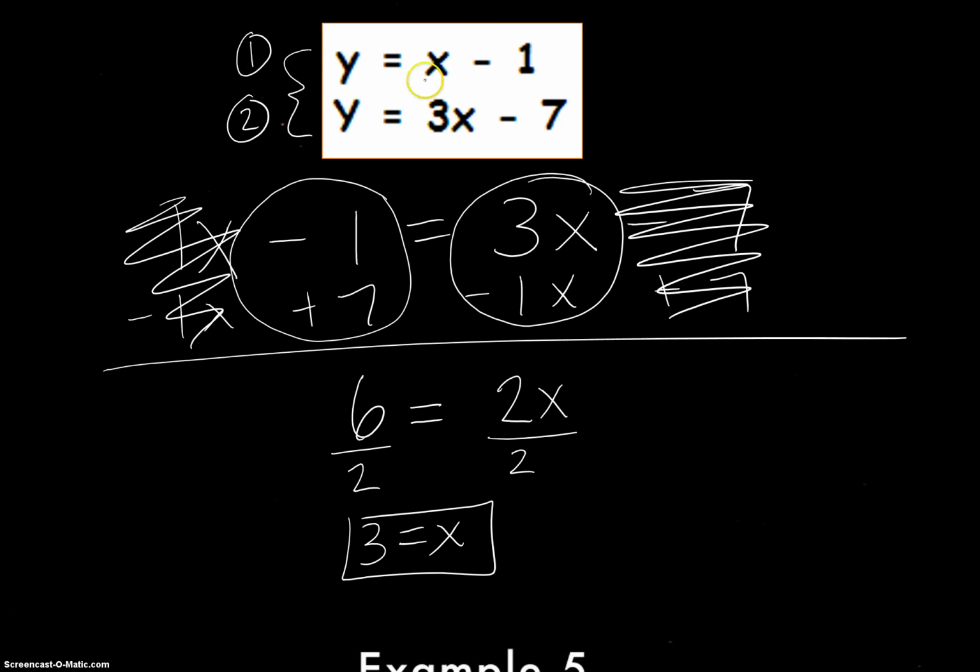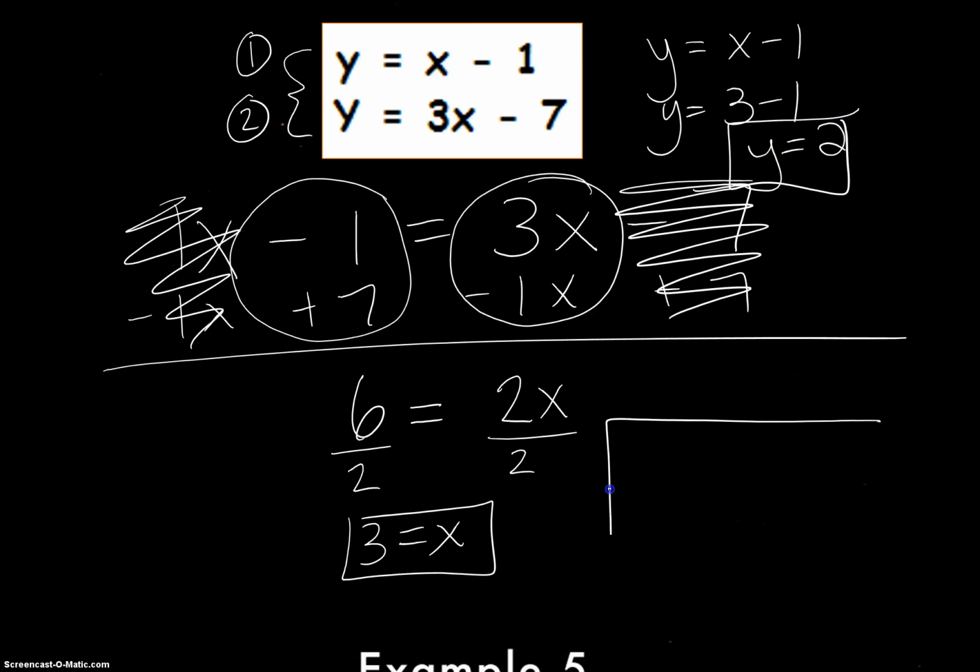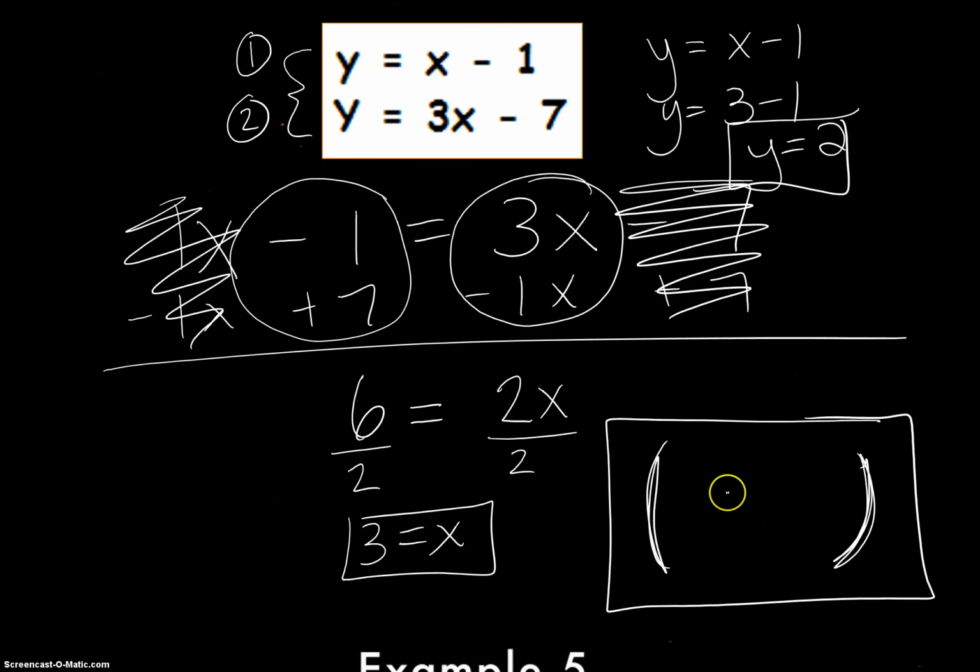Now from here, I can substitute either the first equation or the second equation to solve for y. The first equation looks a little bit easier, so I'm going to go up top here and substitute in a 3 for my x and get my y value to be 2. From there, I'm going to write my answer as a solution to my system. That means the point where they intersect. My x value comes first, followed by my y value. And this is called the solution to my system.